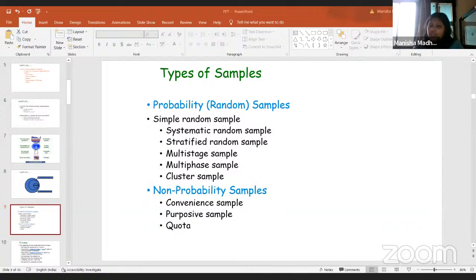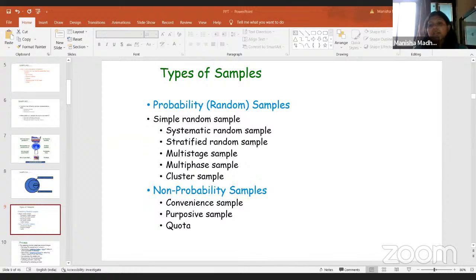Now here the population is divided into subgroups known as strata, and then members from each strata are selected randomly. The division of population into homogeneous strata is based on one or more criteria. Maybe let's take an example. Criteria can be on the basis of religion, it can be on the basis of education, nationality, age, occupation, etc.